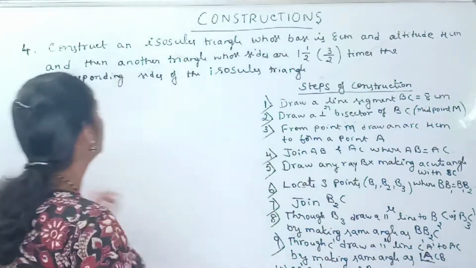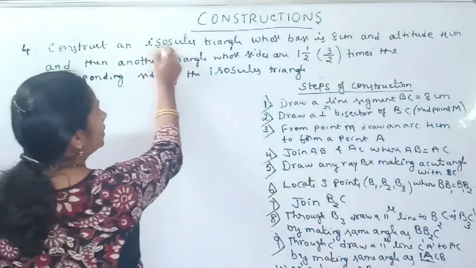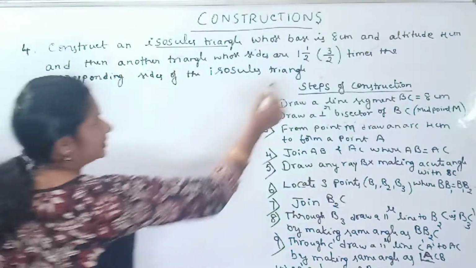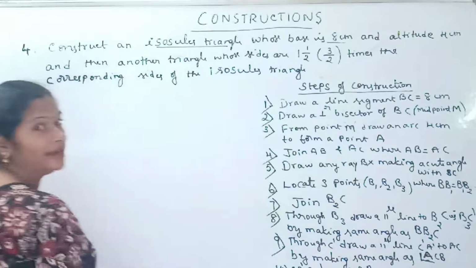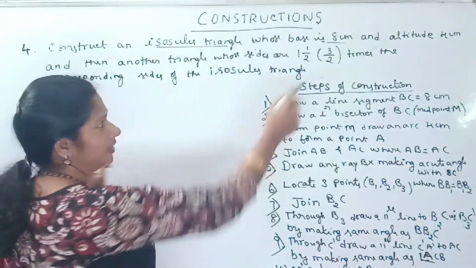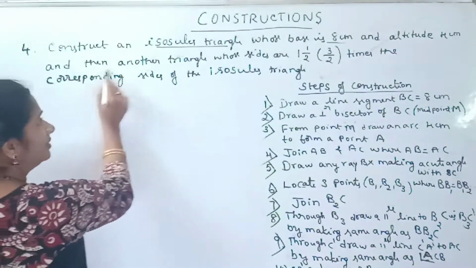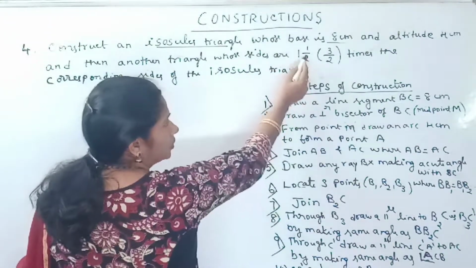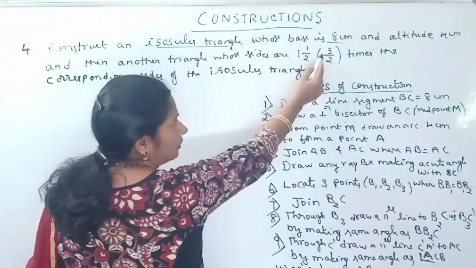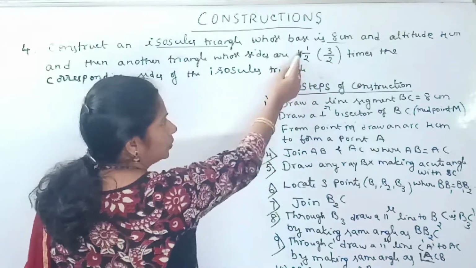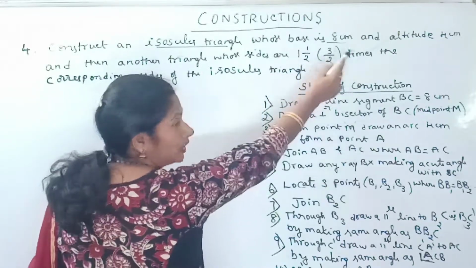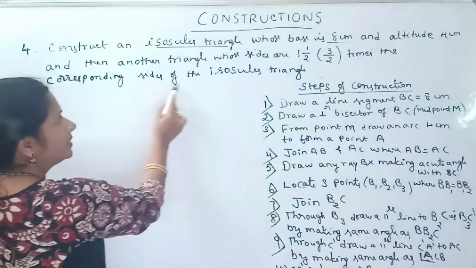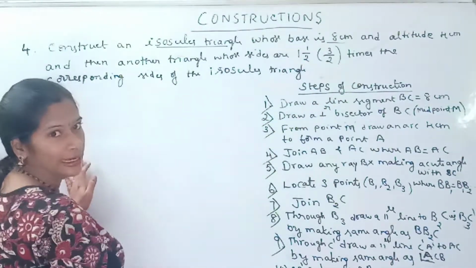Coming to the question. Construct an isosceles triangle whose base is 8 cm and altitude or height is 4 cm, and then another triangle whose sides are 1.5 times. So it is in a mixed form, so convert into a proper fraction. 2 ones are 2, 2 plus 1 it is 3. So 3 by 2 times the corresponding sides of the isosceles triangle.